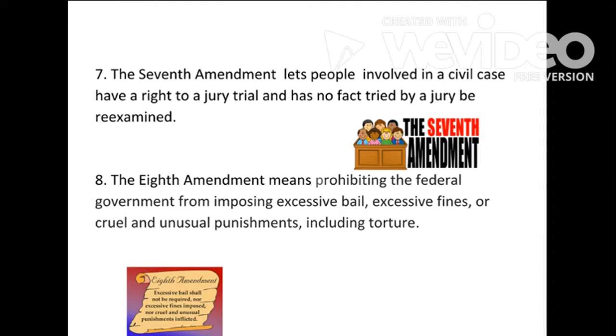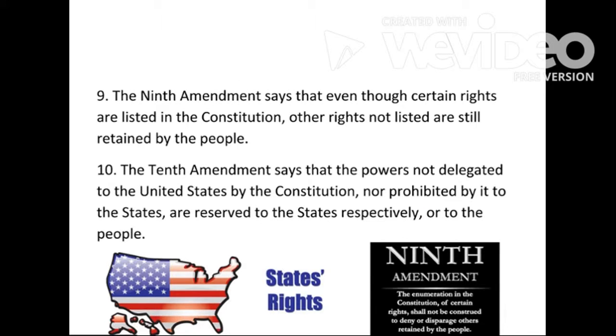The Seventh Amendment gives people involved in a civil case the right to a jury trial and does not allow facts tried by a jury to be re-examined. The Eighth Amendment prohibits the federal government from imposing excessive bail, excessive fines, or cruel and unusual punishments, including torture. The Ninth Amendment says that even though certain rights are listed in the Constitution, other rights not listed are still retained by the people. The 10th Amendment says that powers not delegated to the United States by the Constitution, nor prohibited by it to the states, are reserved to the states respectively or to the people.